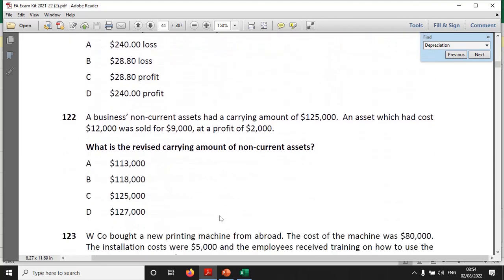Can we proceed? The last question and we are done. You do the rest of the question, Mr. Elijah. A business non-current asset had a carrying amount of 135,000. All right. An asset which at the cost of how much was sold for how much at a profit of how much? What is the question? What is the revised carrying amount of the non-current asset? Nice question. So you know what you need to do is to find the CV of the disposed asset. You know how to do it.